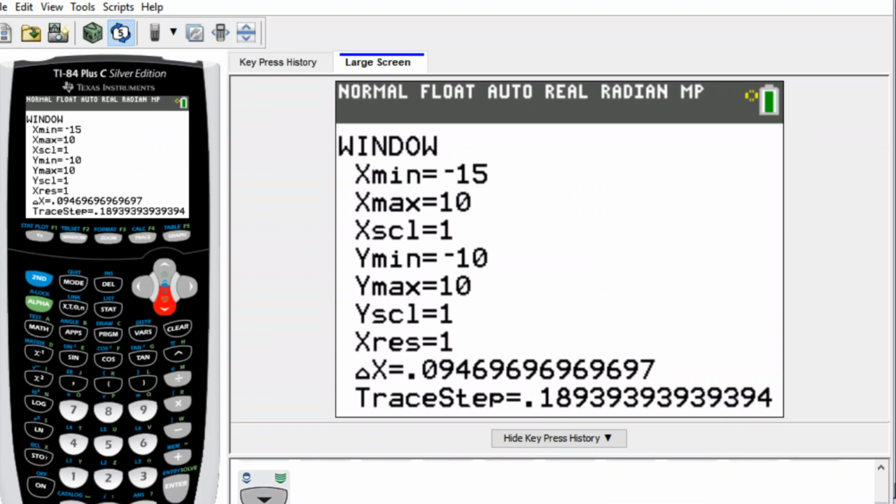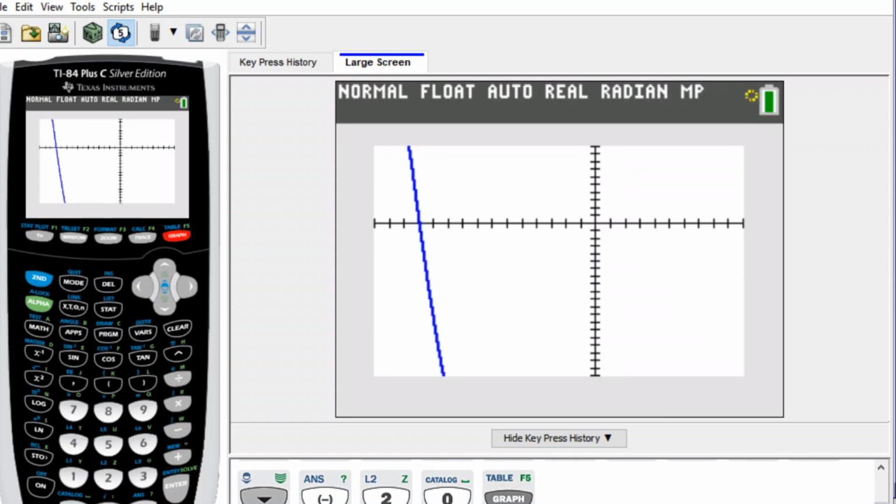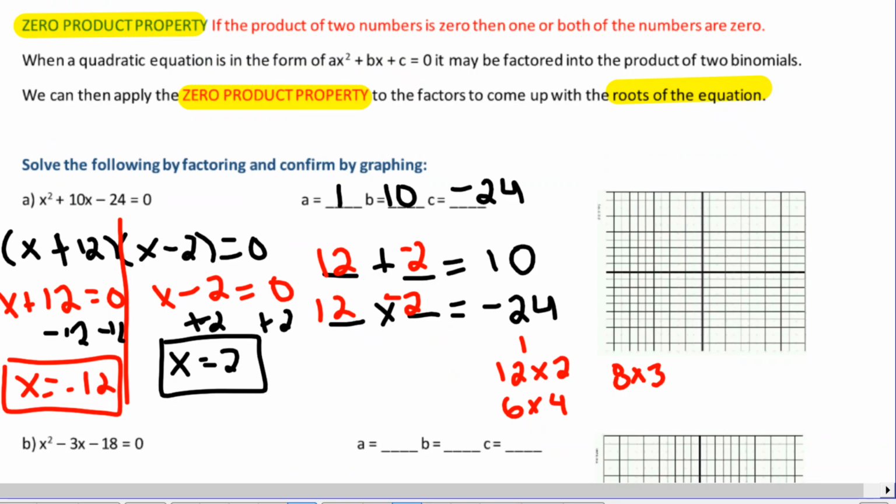I'll expand my window a bit, and I'll throw my vertex in there just for the sake of seeing it. Still can't quite see it, but that's okay. We see our x-intercepts, right? We have these points here and a point over here, at positive 2 and at negative 12. So we could sketch that if we wanted.